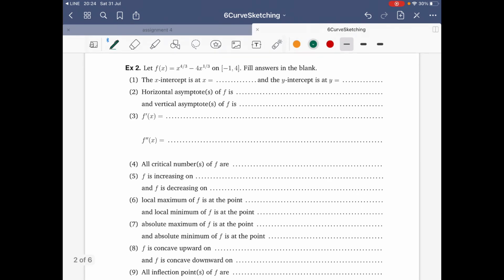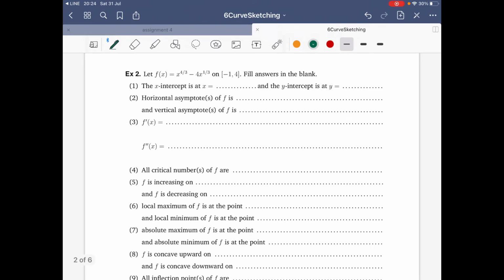So let's look at another one. This one, we are already given a domain from -1 to 4, and you need to fill in some other things.